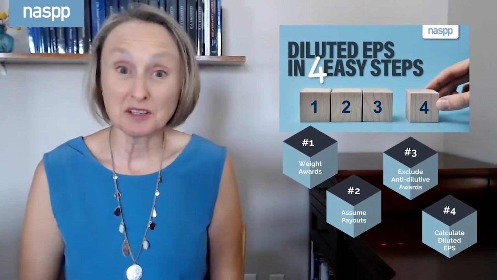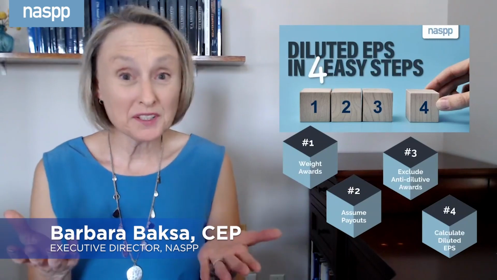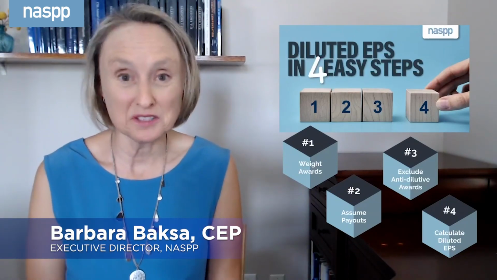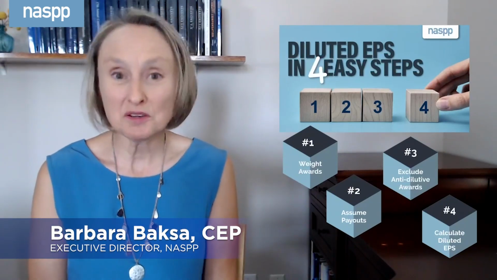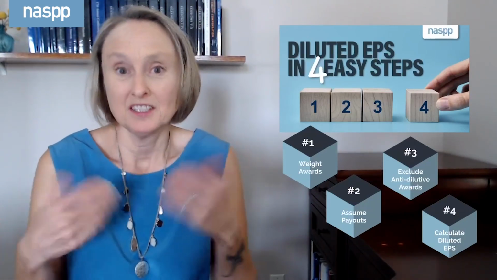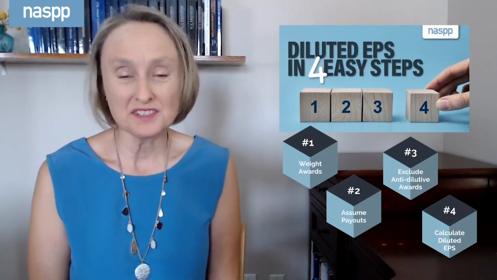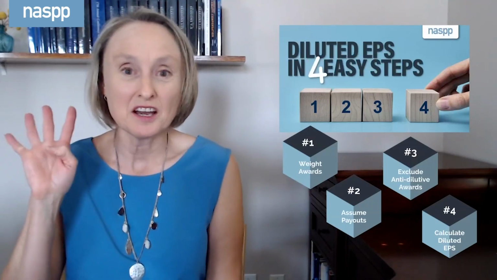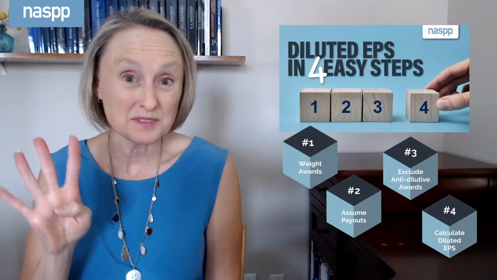Equity compensation is dilutive to shareholders. Public companies have to calculate that dilutive effect and include it in their earnings per share figures. But how do you determine that effect? There's a pretty well prescribed process that I'm going to explain in just 4 easy steps.